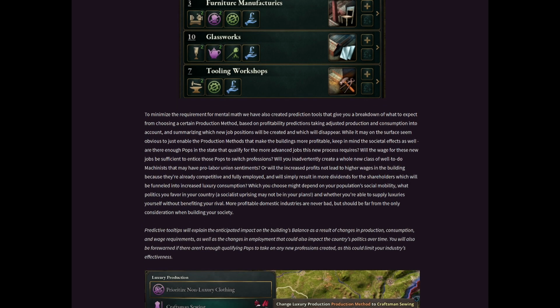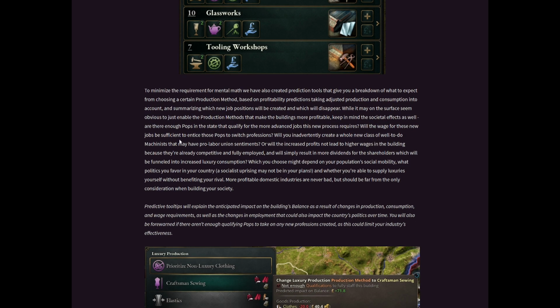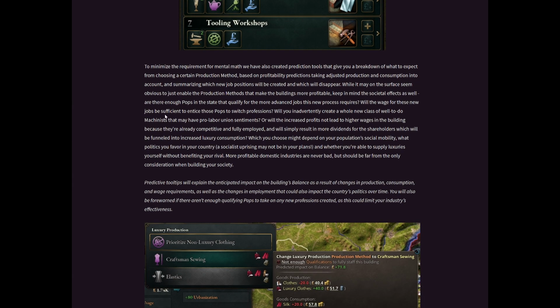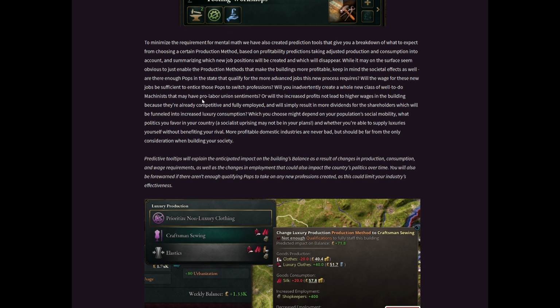So, the structural change prediction. While it may on the surface seem obvious to just enable production methods that make the buildings more profitable, one must keep in mind the societal effects as well. So you have higher paid POPs. These have different needs and so on. Are there enough POPs in the state that qualify for the more advanced jobs, or will you have just open jobs? Will the wage for these new jobs be sufficient to entice those POPs to switch professions? Will you inadvertently create a whole new class of well-to-do machinists that may have pro-labor union sentiments?